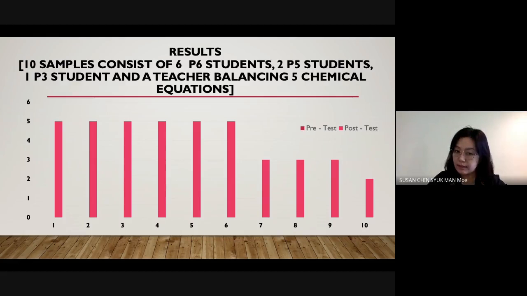This sample was taken during my son's school, St. James. They were having the science week. So during the science week, I asked my son to help me get some samples to test the efficiency of these innovation tools. So there are 10 students ranging from primary 3 to primary 6.